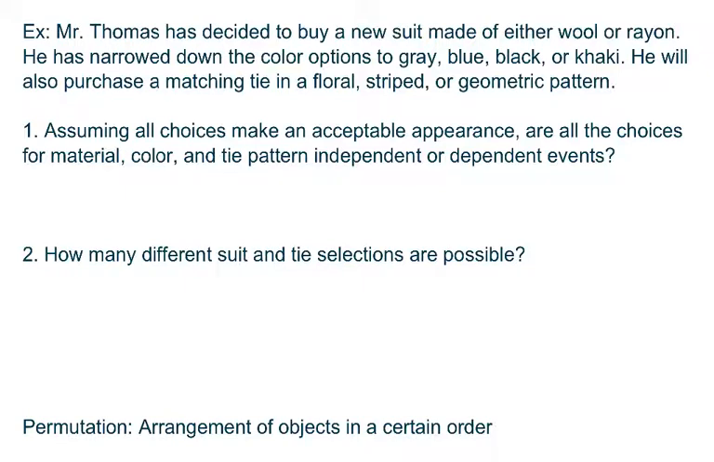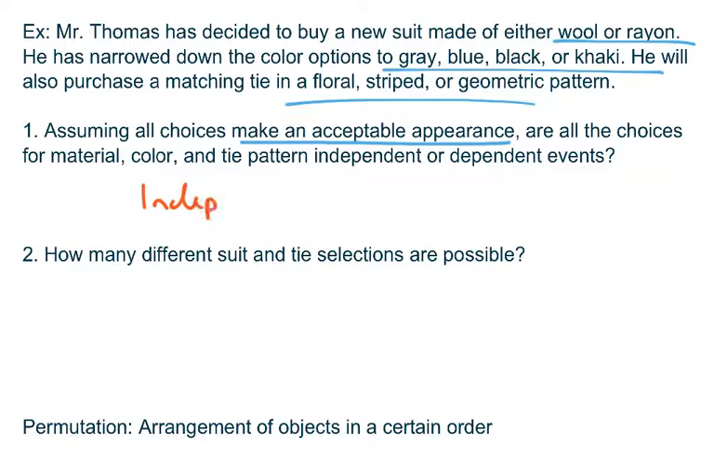Well, there's a key phrase here. We have to assume that they make an acceptable appearance. So it doesn't matter what fabric, what color, or what tie we buy. It's all going to go together. Okay, so that's an important part. And because we assume that they all go together, this makes these independent events. We could wear a rayon gray suit with a floral tie, or we could wear a wool black suit with a geometric pattern tie. They are independent events. Okay, so are they independent or dependent? They are independent. The choice of fabric does not affect the choice of color, which does not affect the choice of tie pattern.